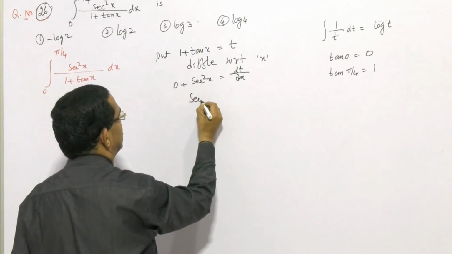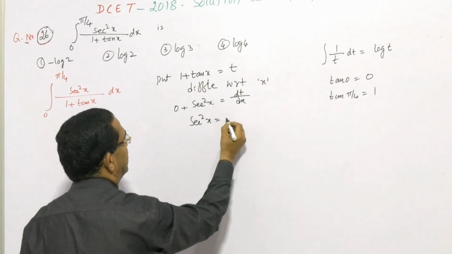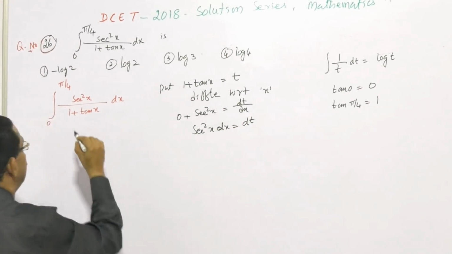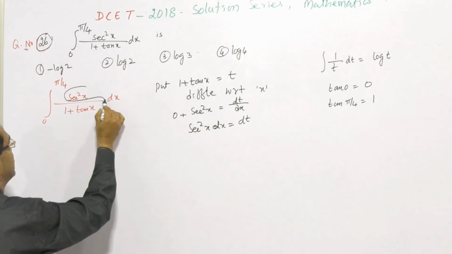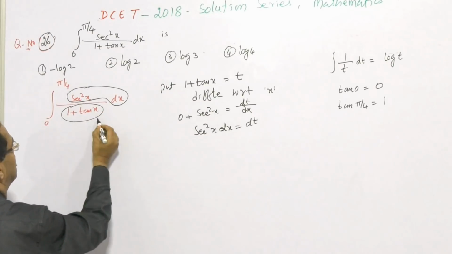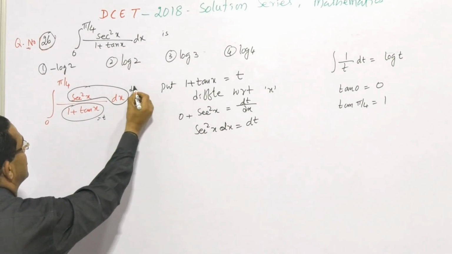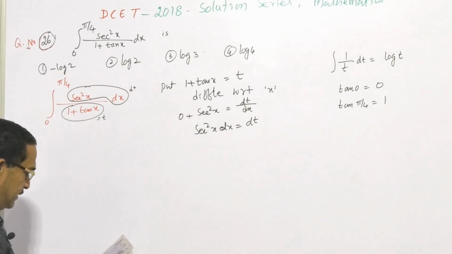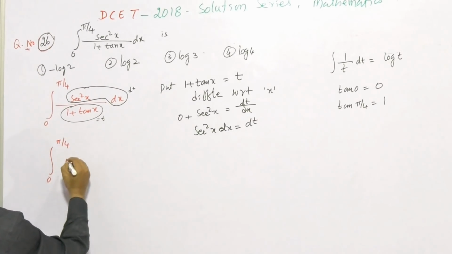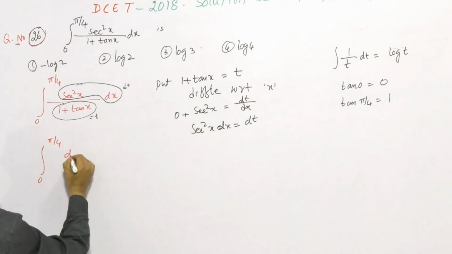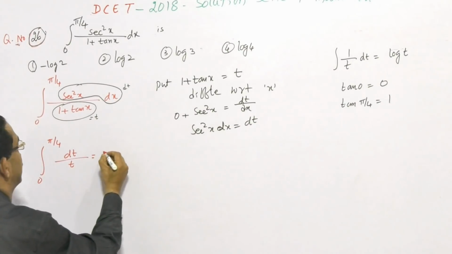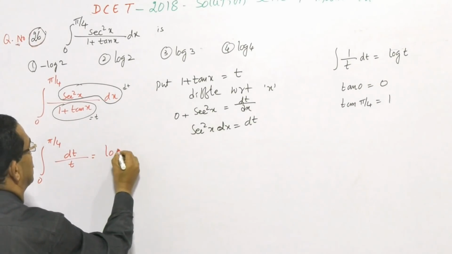So 1 differentiation is 0 plus tan x differentiation is secant squared x is equal to dt by dx. So therefore the problem becomes secant squared x dx is equal to dt. So now I can replace in that value, secant squared x dx is equal to dt and 1 plus tan x is equal to t. Is it not? So the problem becomes integral of 0 to pi by 4, secant squared x dx is dt, 1 plus tan x is t.